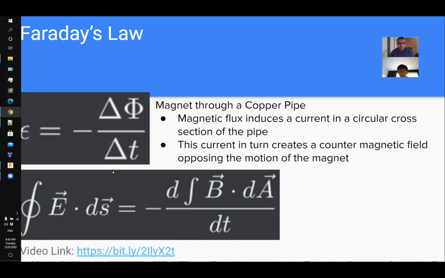On the left of the two equations, you can see the first one is the simplest form from AP Physics 2, and the one below it is more of a college-level form.